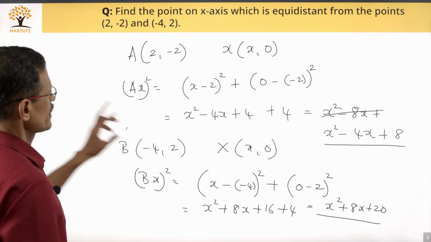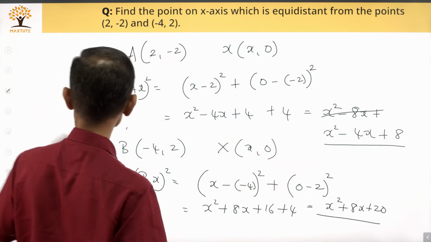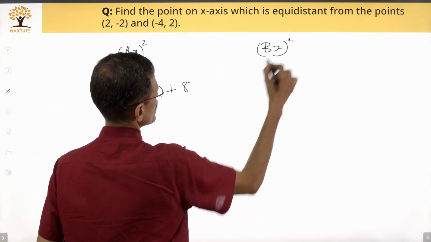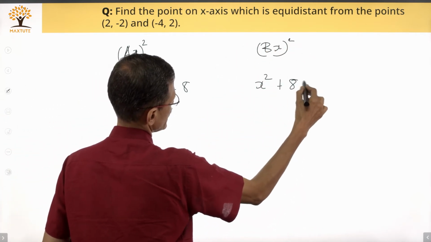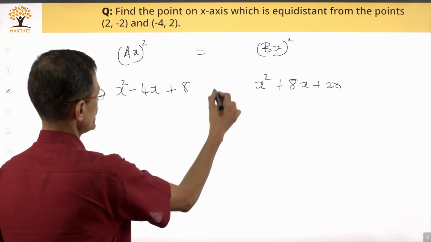Just quickly verify it. AX square is x square minus 4x plus 8. BX square is equal to x square plus 8x plus 20. So BX square is x square plus 8x plus 20. AX square is equal to BX square. So let's equate the two.